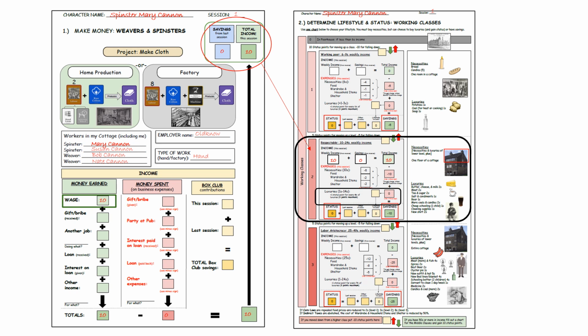It would be great to buy luxuries because luxuries bring status. Luxuries show that this person can live better than other people at her social class level, and that gives them respect and status for doing well. But in her case, she needs to have 4 extra shillings in savings to be able to gain 1 status point, and Mary Cannon has nothing. So she, like all the other weavers and the spinsters in the game, ends session 1 with nothing, with no savings. So this should encourage them to try to find ways to earn more money so that they can buy some luxuries and they can earn some status.